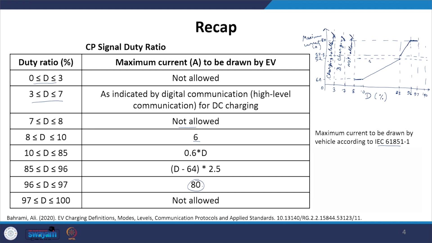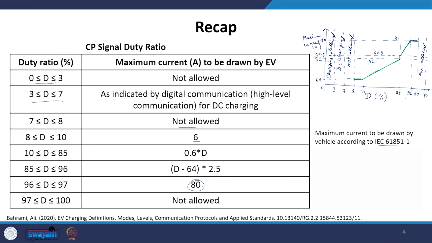Okay, this is 52 ampere, this is 52.5, and this is 80, and between 96 to 97 it is 80 ampere which can be allowed, and between 97 to 100 no charging is allowed. Sorry, it is 51. So this is how our maximum current will look with respect to duty ratio. For better understanding, it is 6 ampere, then it goes up to 51, then from 52.5 it goes up to 80, and then it settles down at 80.